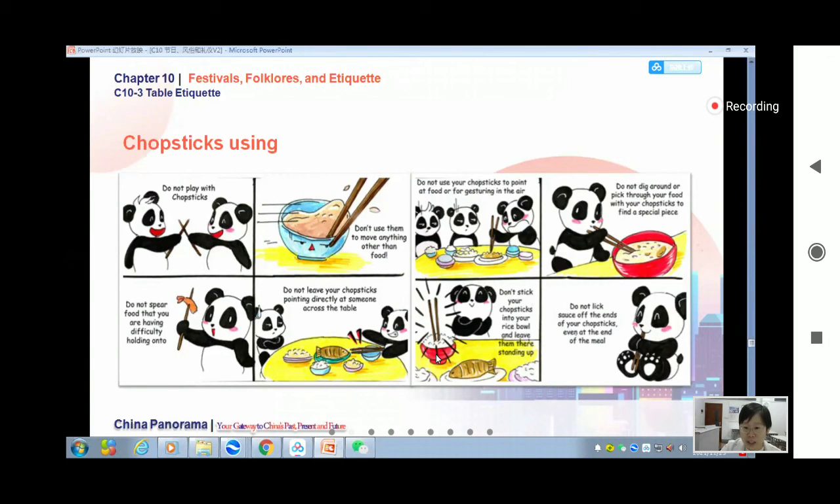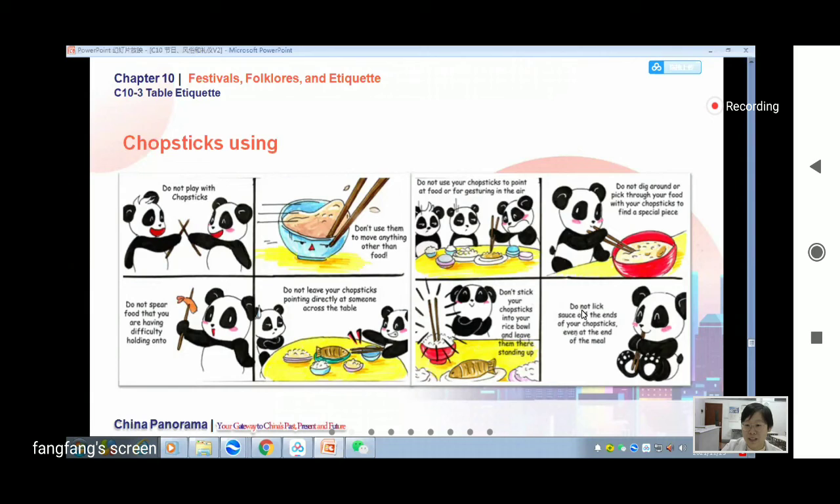Stick your chopsticks into the rice bowl and leave them there standing up. This is very, very bad to do, because this is for dead people. This is for dead people, and we put the chopsticks into the rice while we are doing some rituals to memorialize our ancestors, the dead people. So this is not very good. So don't do this. Okay.